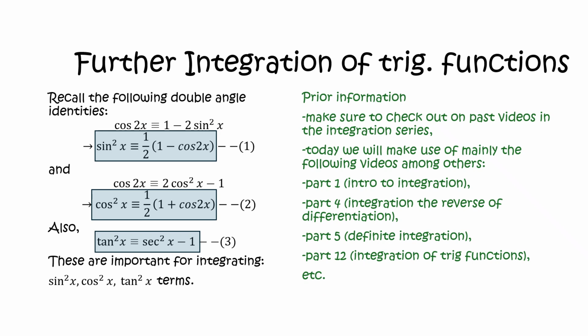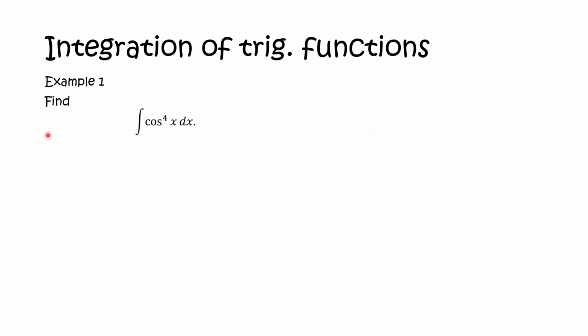Now, let's dive into the first example for the day. Find the integral of cos to the power 4 x dx. Now, for the solution, you would recall that the integral of cos to the power 4 x dx is equal to the integral of cos squared x, all squared. So, from the laws of indices, we know that we can actually express this cos to the power 4 x in terms of that.